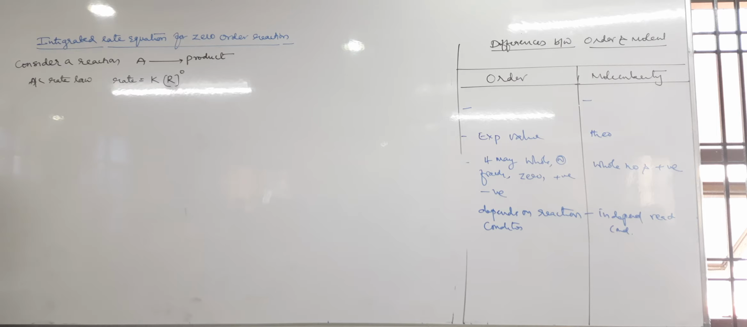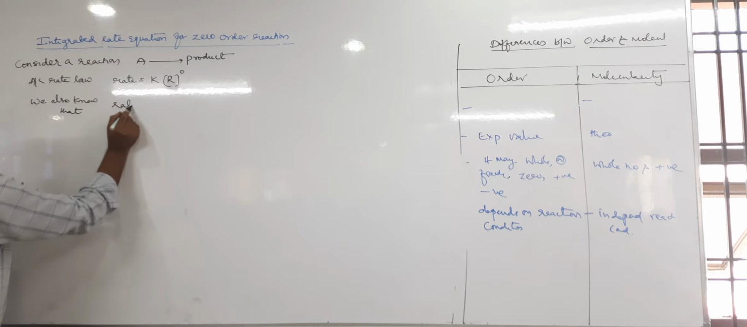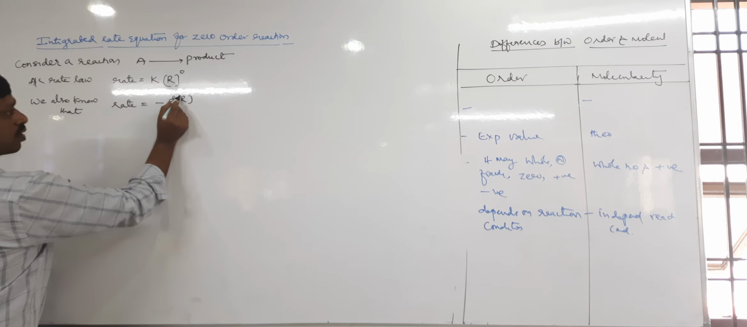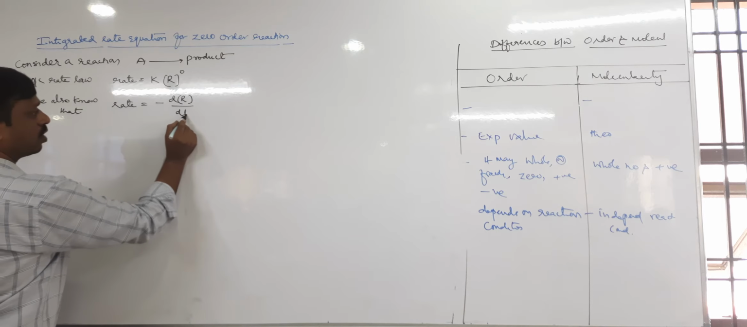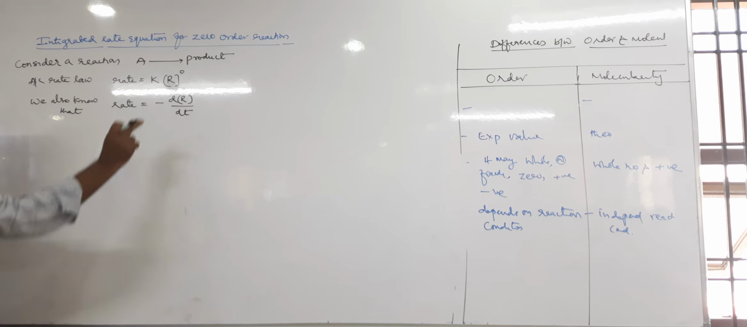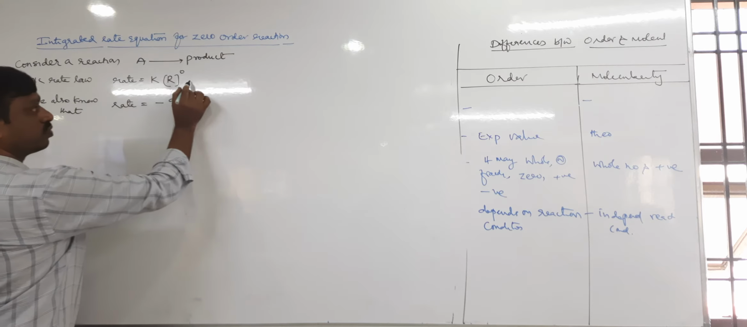Next, but we also know that rate equals what? Minus dR by dt, no? Instantaneous rate is minus dR by dt. We have studied average rate and instantaneous rate. So therefore, rate is also equal to minus dR by dt. Then equate equations 1 and 2.